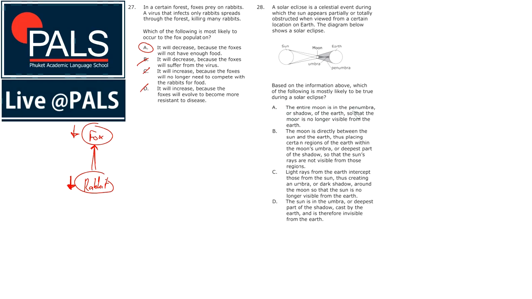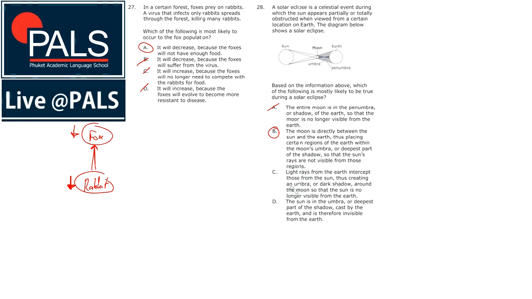Based on the information above, which of the following is most likely to be true during a solar eclipse? The entire moon is in the penumbra or shadow of the Earth. The moon is in the shadow of the Earth? No, that is wrong. The moon is directly between the sun and the Earth, thus placing certain regions of Earth within the moon's umbra, or deepest part of the shadow, so that the sun's rays are not visible from those regions. That is exactly what the diagram shows. So B is the correct answer. The moon is directly between the sun and the Earth, throwing its shadow on Earth's surface.